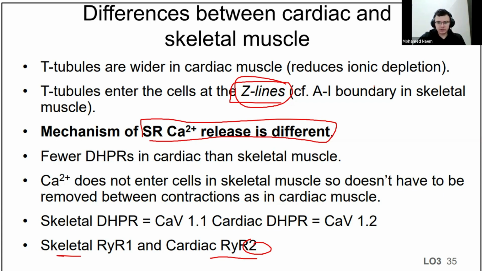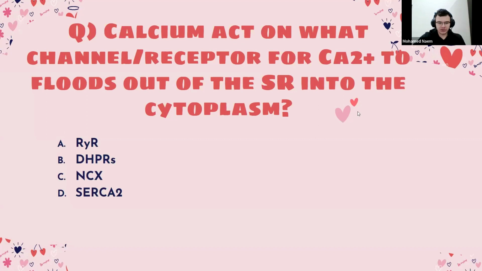Okay, let's move next. So yeah, the question now. Calcium acts on what channel or receptor for the calcium to flood out of the SR into the cytoplasm? What is the answer, guys? Yeah, true. It is A. We said the ryanodine receptor. It is A. Do you want me to go over each single one of them again, or did you guys understand the concept?